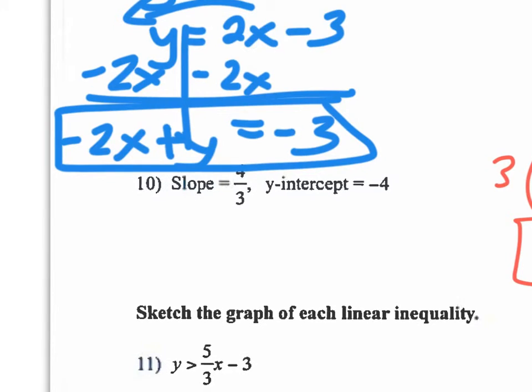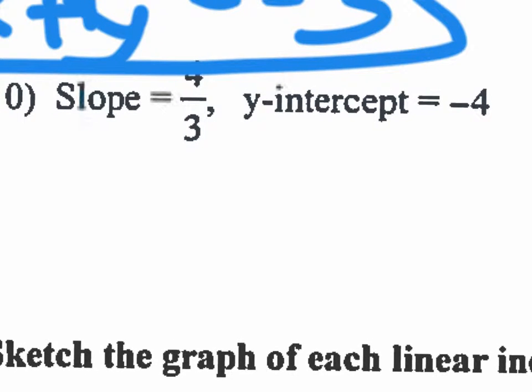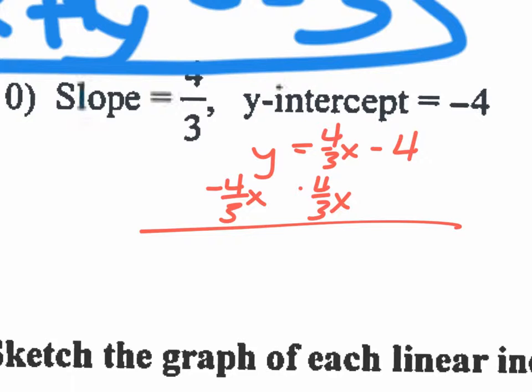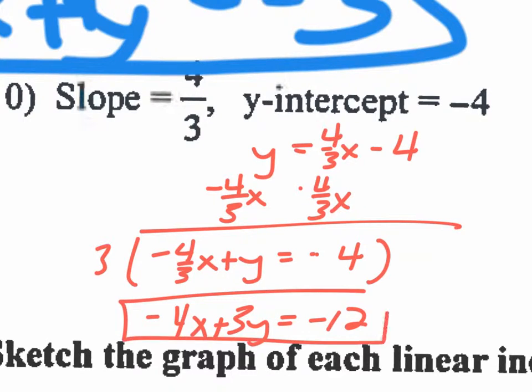And then the last one here, the slope is 4 over 3 and the y-intercept is -4. So it will be y equals 4 over 3x minus 4. So subtract 4 over 3x from both sides. Get -4 over 3x plus y equals -4. And then I will multiply the entire thing by a positive 3. Get -4x plus 3y equals -12. There's my standard form equation.